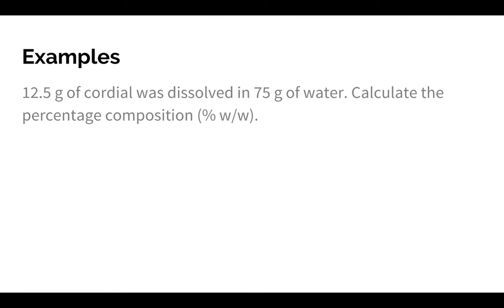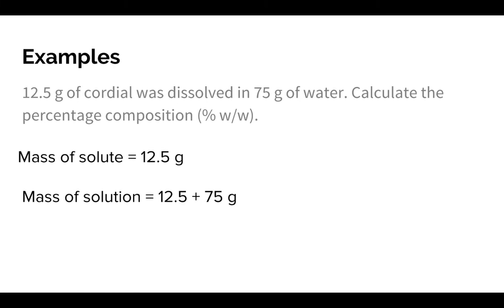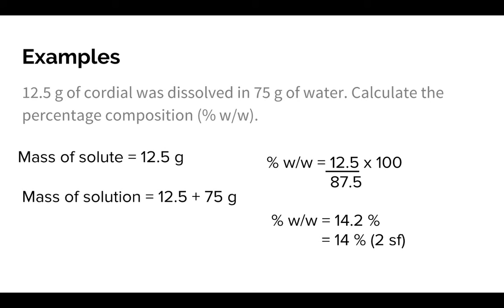Let's look at a few examples to see if we can use these particular calculations. The first one: 12.5 grams of cordial is dissolved in 75 grams of water, and we're calculating the percentage composition by mass. So the mass of the solute is 12.5. The mass of the solution would be the mass of the solute, in this particular instance because it is a liquid, plus the mass of the water, the solvent, in order to get the total solution. So in order to work this out, we would go 12.5 divided by 87.5 times 100. And that would give us a percentage of 14.2.